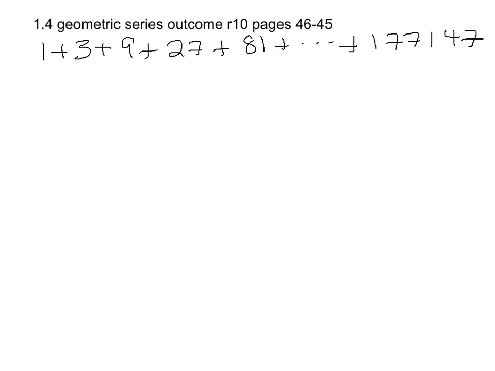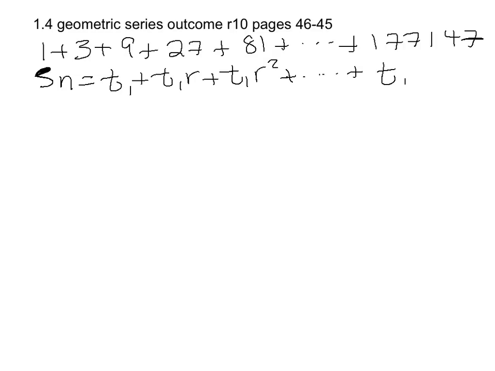All right. Now, so we've got 1 plus 3 plus 9 plus 27 plus 81 all the way up to 177,147. Okay. So the sum of these terms is going to be, well, we add the first term and then the second term and the third term, and we add it all the way up to the last term that we have. Okay, and if you recall from yesterday, this was our general term, right?